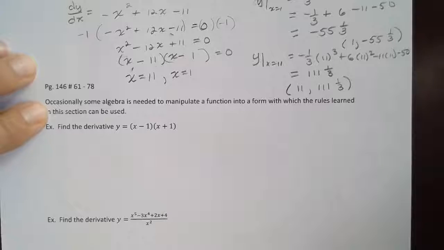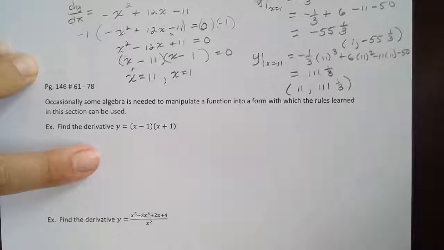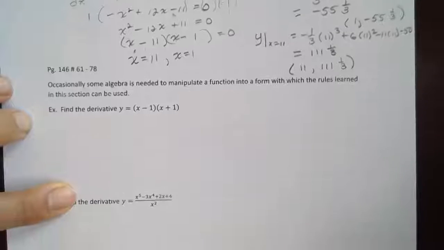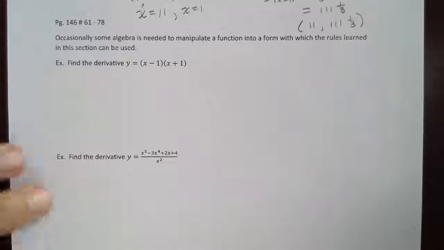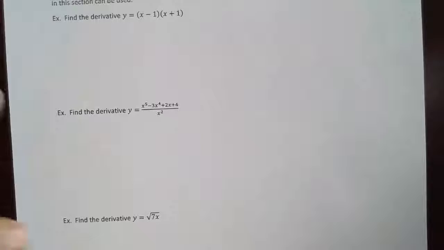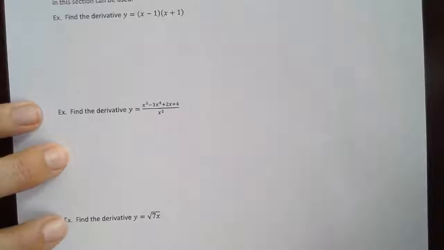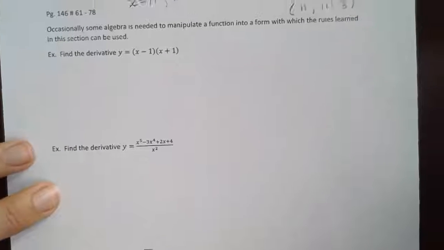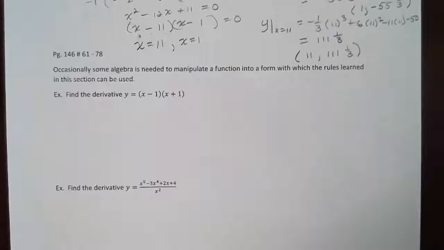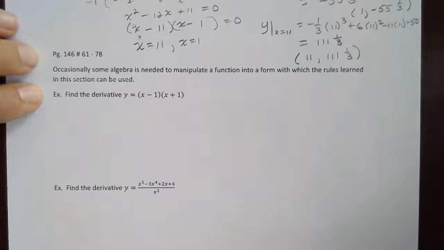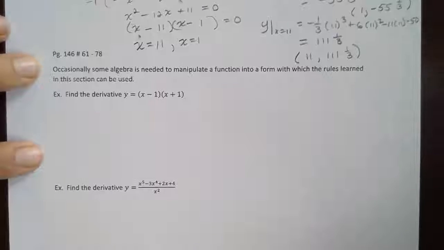Occasionally, some algebras need to manipulate a function into a form in which the rules that we just learned in this section can be used, because right now we cannot deal with this product of two binomials or this rational expression or even this radical. Well, we could deal with this one. Not actually, no. We'd have to do some manipulation here, and we can't deal with them quite yet with what we have. But there are things we can do. So we can FOIL this, and then we can go ahead and use the sum and difference rule.